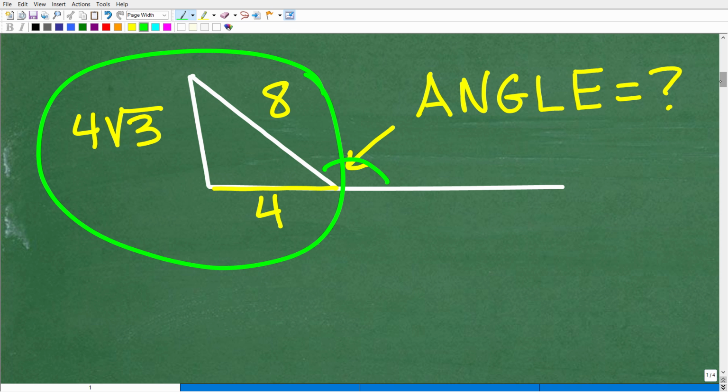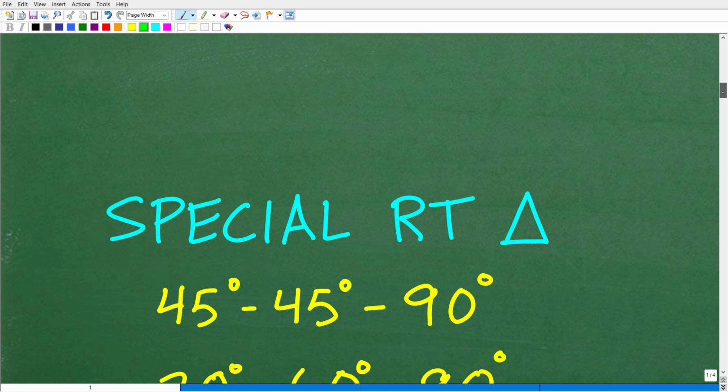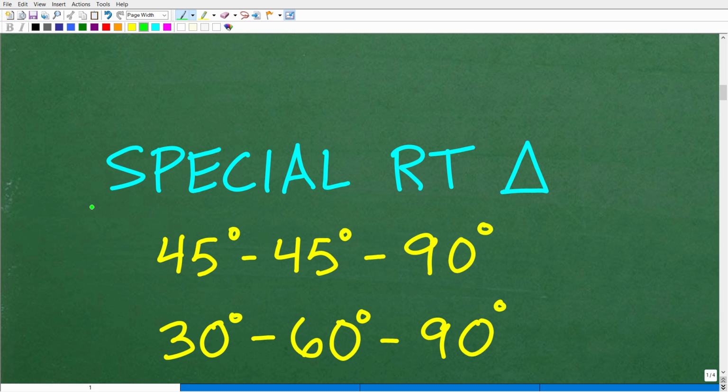And this particular triangle is something called a special right triangle. And if you are a geometry student, or maybe studying even algebra, these are triangles that you need to know. There's two types of special right triangles that you need to be able to recognize, whether again you're taking geometry or studying algebra or trigonometry. And here are these triangles, okay?